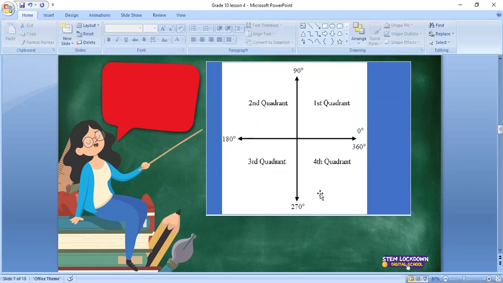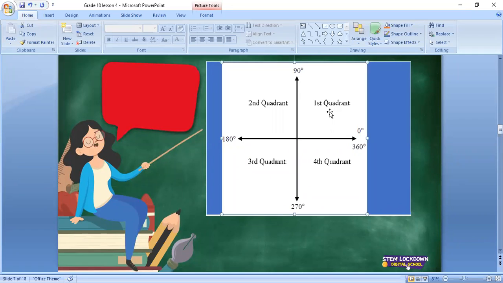And then we name all these quadrants as CAST. Fourth quadrant, I've got C. First quadrant is A. And the second quadrant is S. And the third quadrant is T. So it's CAST.